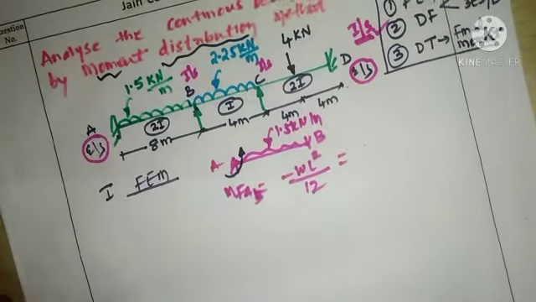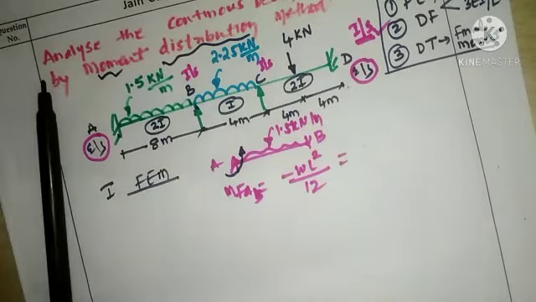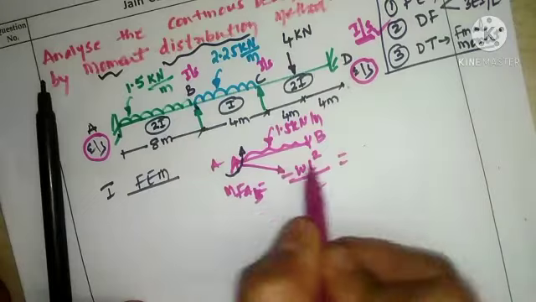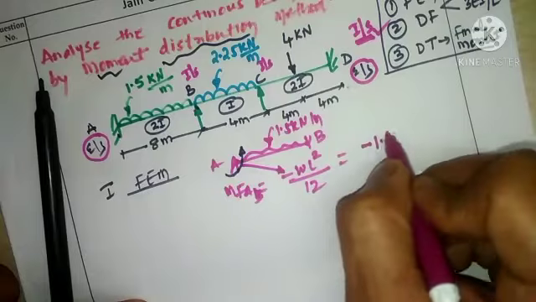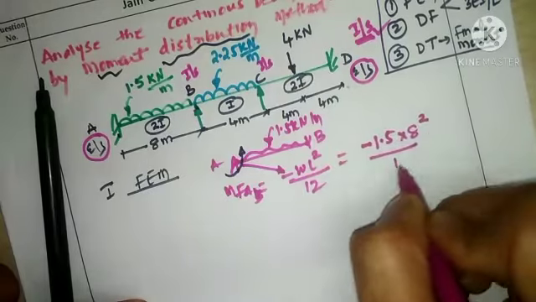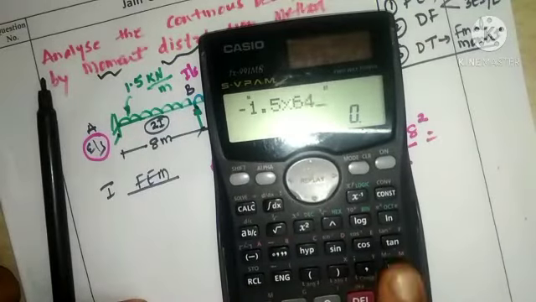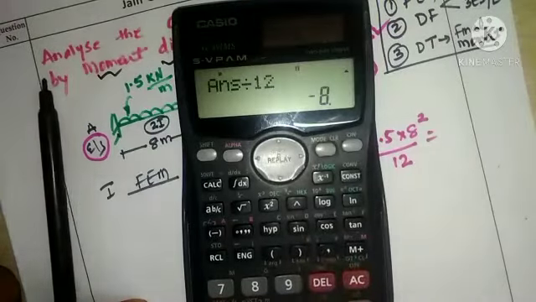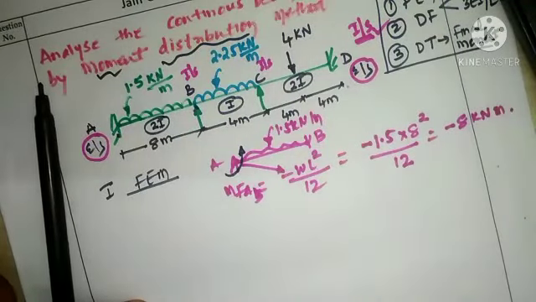All clockwise rotations are assumed to be positive and all anti-clockwise rotations are assumed to be negative. This is the sign convention that we have been using right from the slope deflection method and a few of the problems related to the moment distribution method. Since this is anti-clockwise, you are going to use minus. So minus WL square by 12, that is, minus 1.5 into 8 square divided by 12. If you solve this in the calculator, 8 square will be 64, so minus 1.5 into 64 divided by 12 comes as minus 8 kilonewton meter. So the first value of the fixed end moment is minus 8 kilonewton meter.